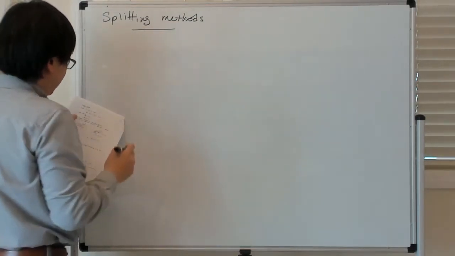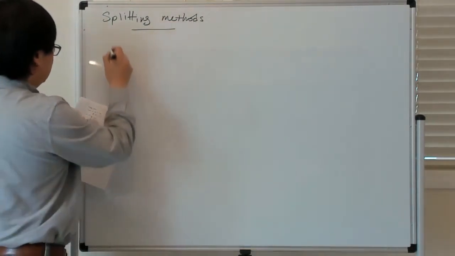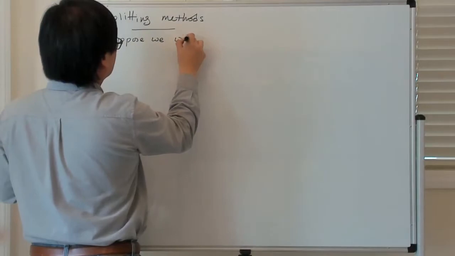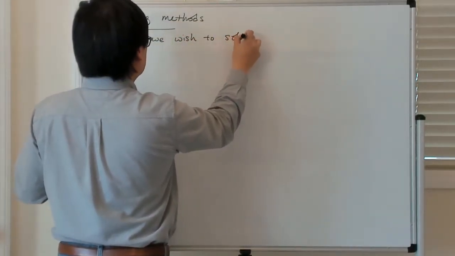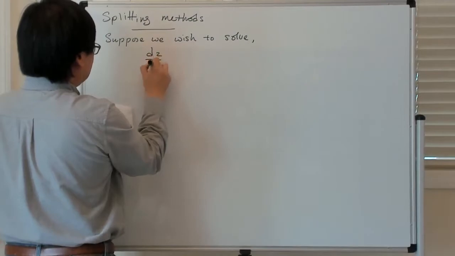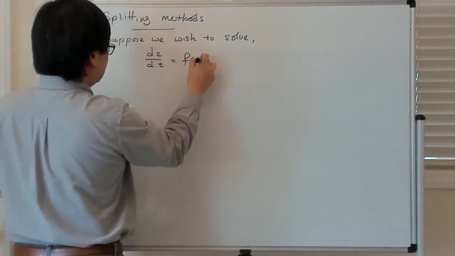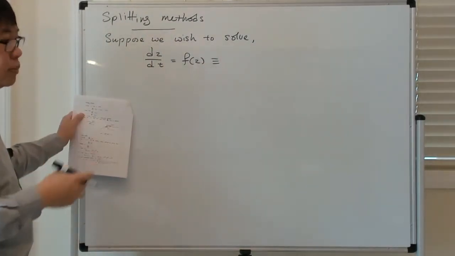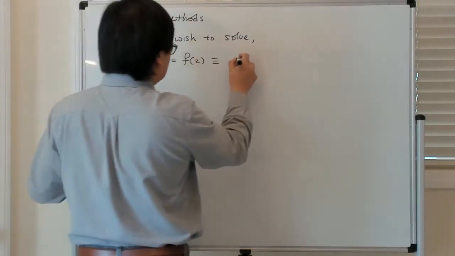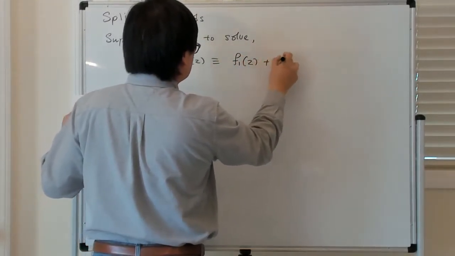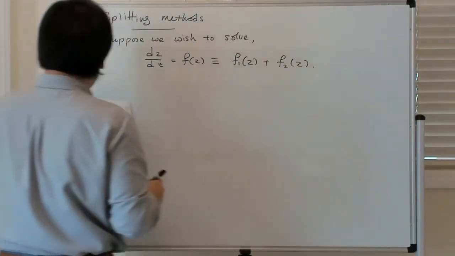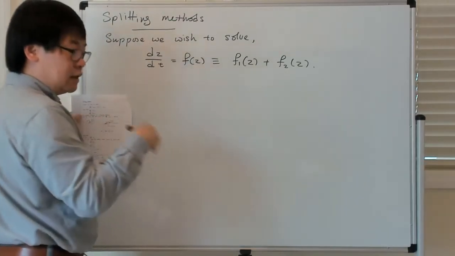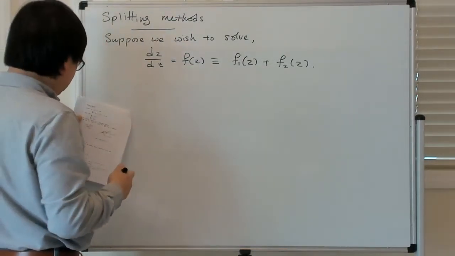Okay, so let's say you have a differential equation you'd like to solve, right? So suppose we wish to solve the following, right? So say dz/dt is f of z, and I can write this vector field f into two separate vector fields, right? So let's say f1 of z plus f2 of z. Okay, and let's just further suppose that each of these separate vector fields are somehow easy to solve, right?